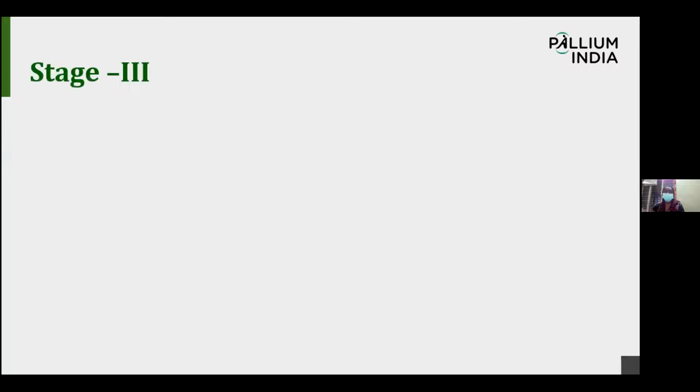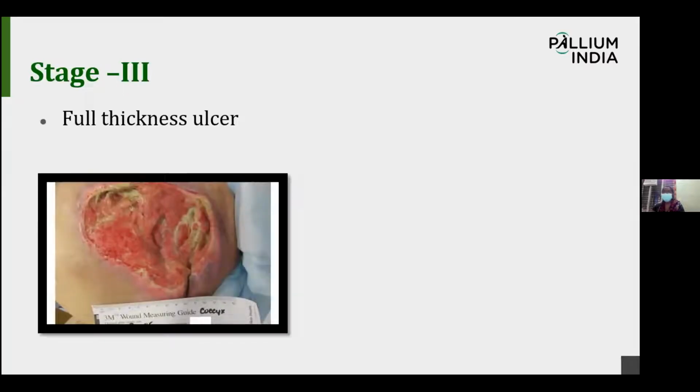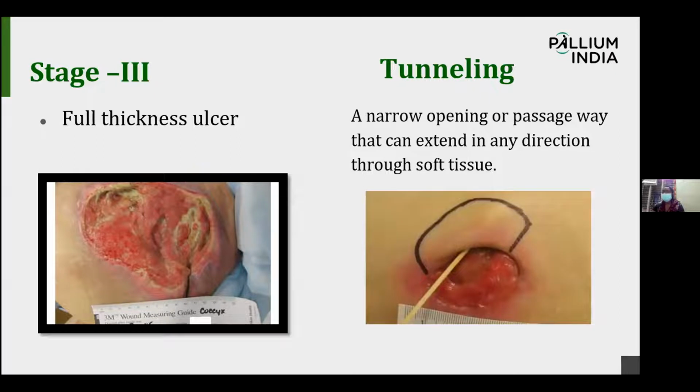So come to the third stage, the full thickness ulcer. All subcutaneous layers will be affected, and sometimes tunneling will be there. Tunneling means a narrow opening or passageway that can extend in any direction through soft tissue. When you do the assessment, you have to give a proper assessment of the wound. If there is any tunneling in the wound, you have to give special attention to that area. Otherwise, that wound won't be able to heal properly. This is the third stage pressure ulcer.